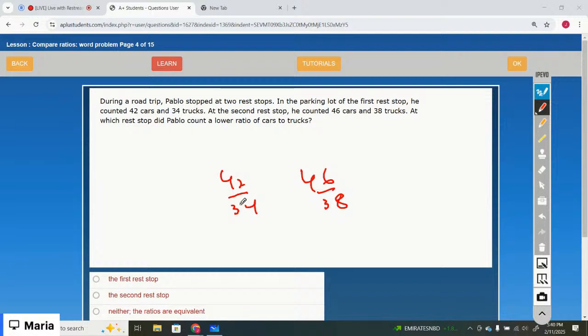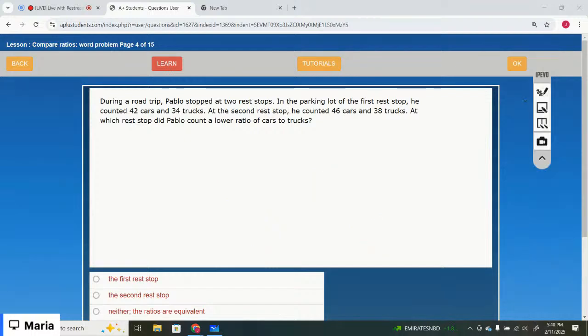So who has the higher ratio? Let's just convert them into percentage form. 42 divided by 34 is 123%, and 46 divided by 38 is 121. So who has the lower ratio? The second rest stop has the lower ratio. The correct option is the second rest stop.